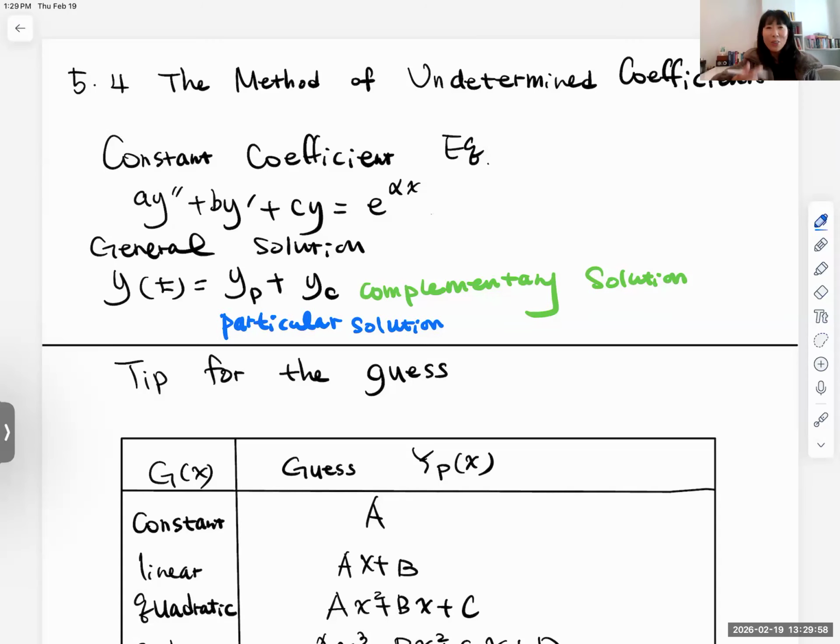Everyone. Today we are going to learn section 5.4, the method of undetermined coefficients. Okay, so let's take a look.